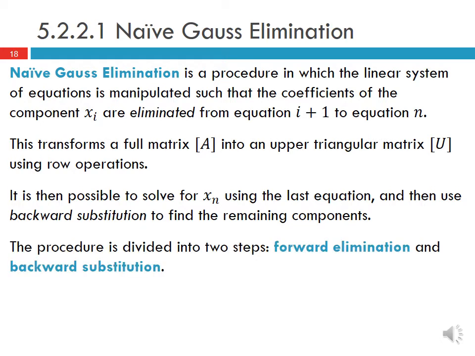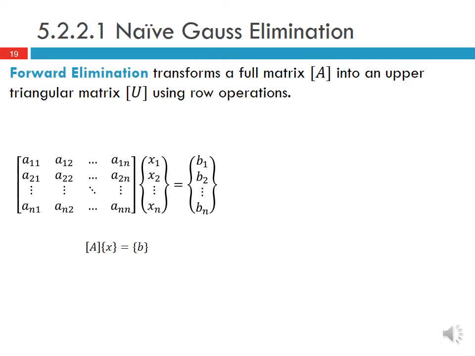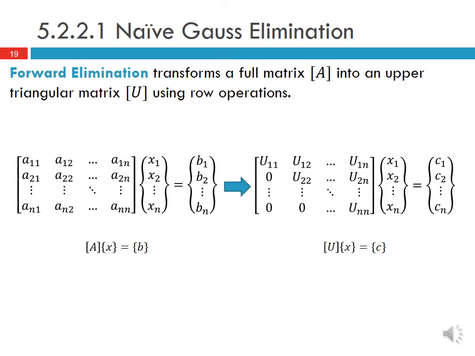So the whole procedure is divided into 2 steps, forward elimination and backward substitution. Forward elimination transforms our full matrix A into an upper triangular matrix using row operations. So if we've got this matrix and that representing our system of equations Ax equals b, after forward elimination, we end up with an upper triangular system Ux equals c. So it changes both the A and the b, which become U and c.